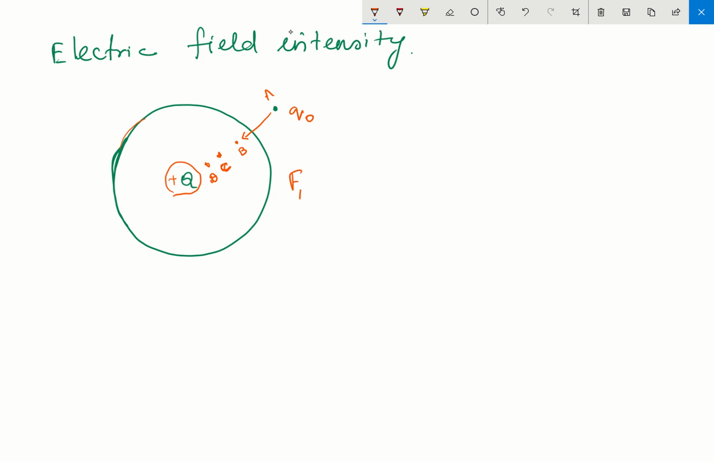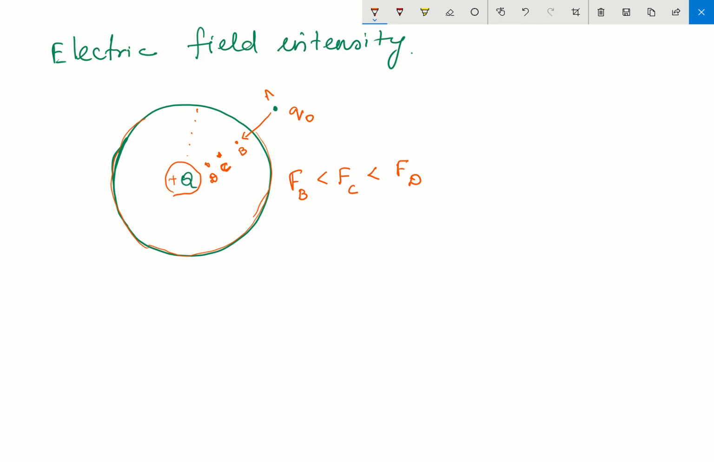Therefore, you can say the force on Q naught at B is FB, it will be less, and at D it is more, correct? So, which means that, though there is an electric field of the source charge produced up to this extent, the strength of the electric field is not the same at each and every point. At different points, the strengths are different.